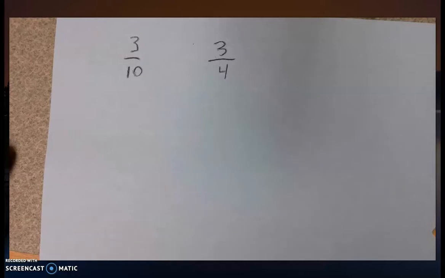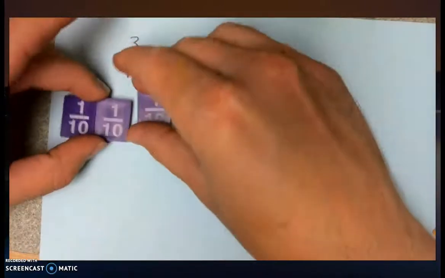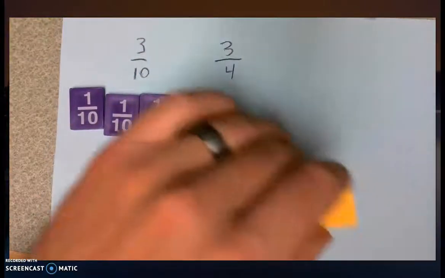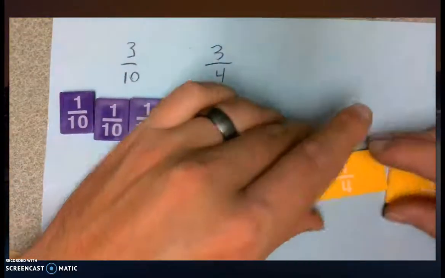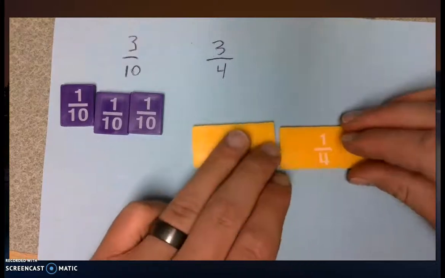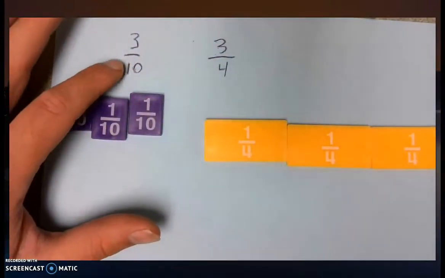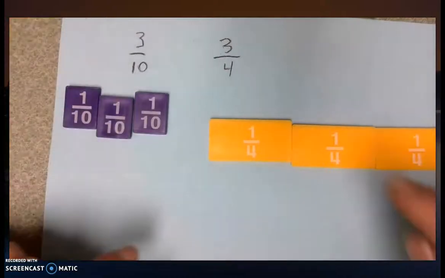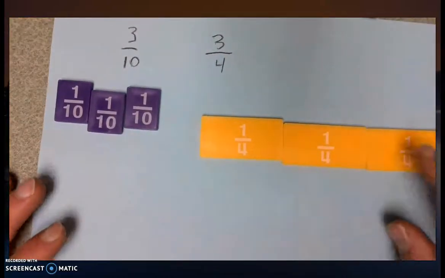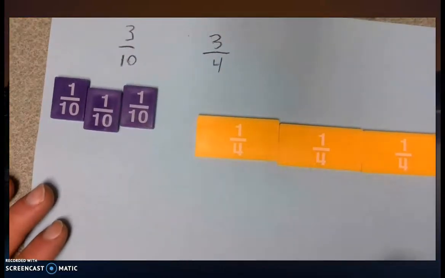See how both have a numerator of 3? First of all, if you used our other strategies, you would know that this is more than half, and this is less than half, so you know this is bigger. But the other thing you can do is, if they both have the same numerator, the one with the smaller denominator is always going to be bigger, because they both have 3 pieces, but these pieces are smaller because there's 10 pieces in all, and this one has only 4 pieces, so each piece is going to be larger.